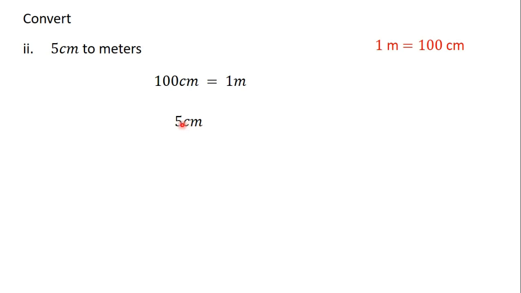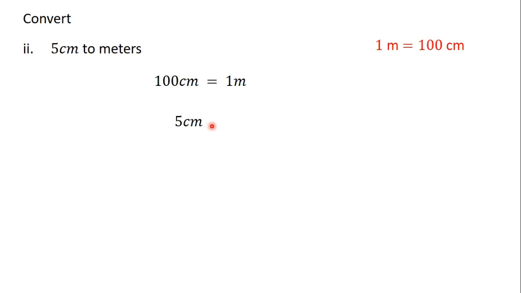We are going to convert 5 centimeters to meters. So you ask yourself, 100 centimeters will give us 1 meter. 5 centimeters, will it give us more than 1 meter or less than 1 meter? 100 centimeters is giving us 1 meter. So 5 centimeters, will it be more than 1 meter or less than 1 meter? And you can see that 5 centimeters will give us less than 1 meter.